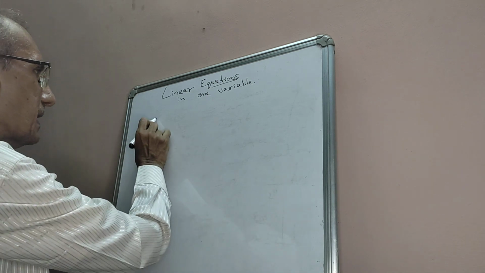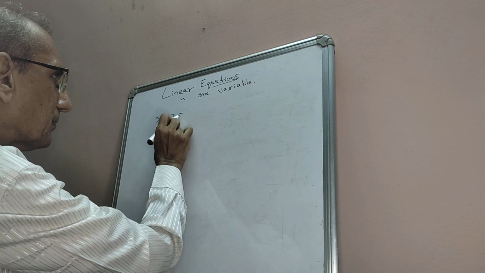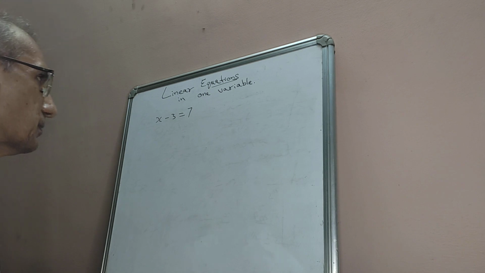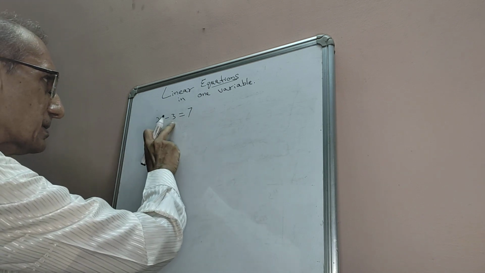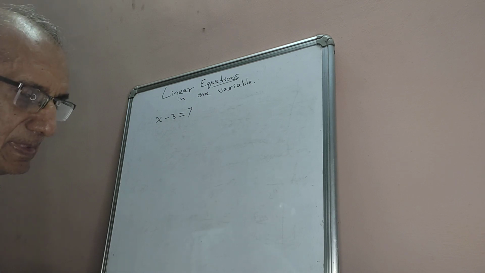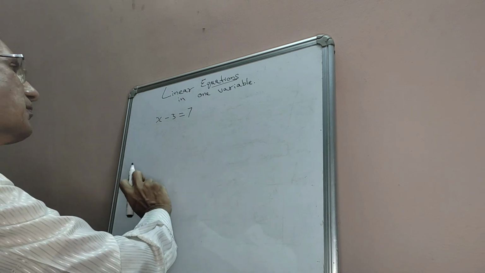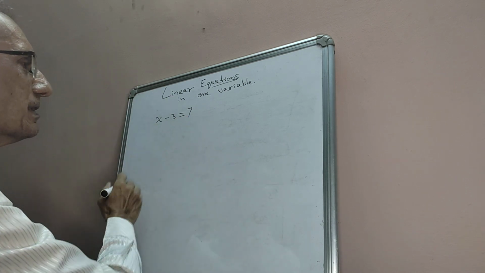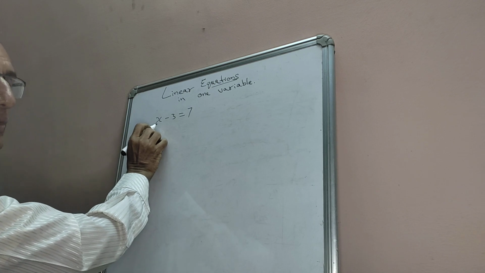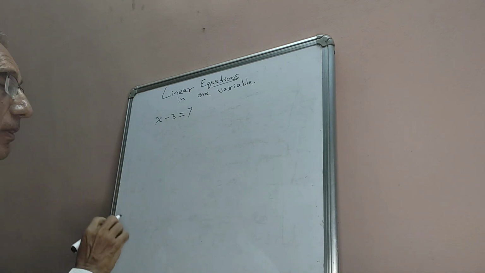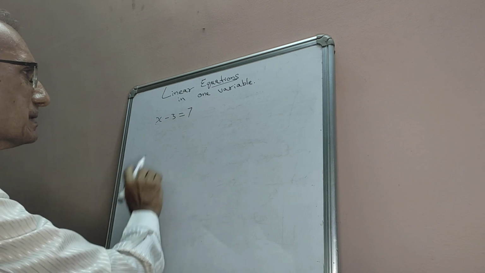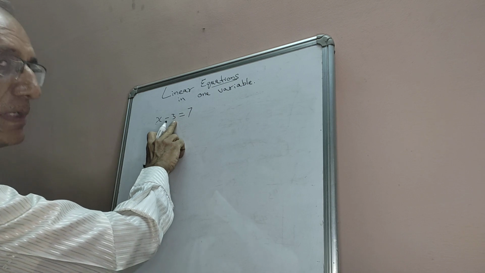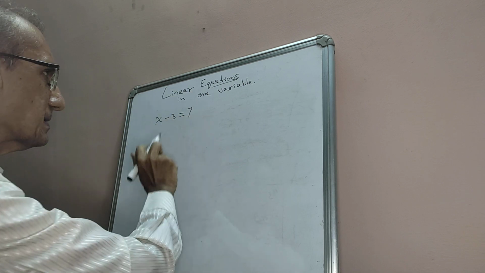Suppose I take x minus 3 is equal to 7. Now this is a linear equation. This is a variable, this is a constant number, this is also a constant number. Normally the purpose of solving such equations is finding the value of the unknown quantity, that is the variable. Now how do we find it? All the variables go to one side, and all those numbers which do not contain any variable go to the other side.